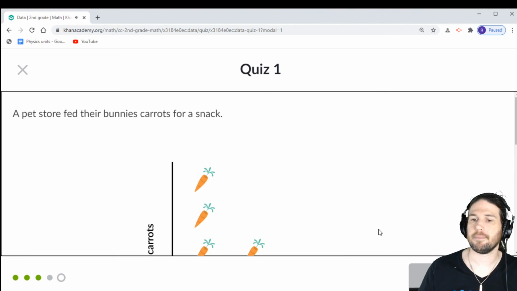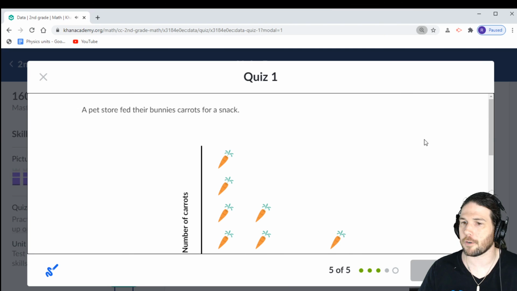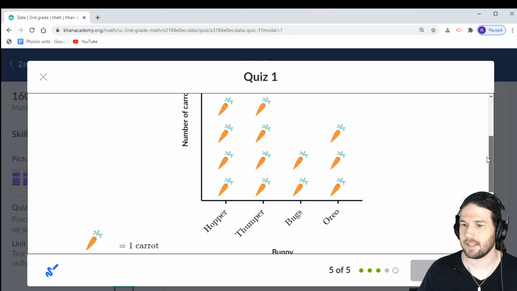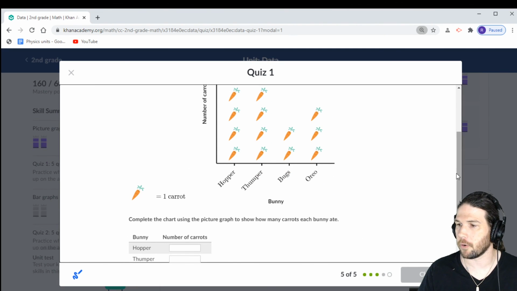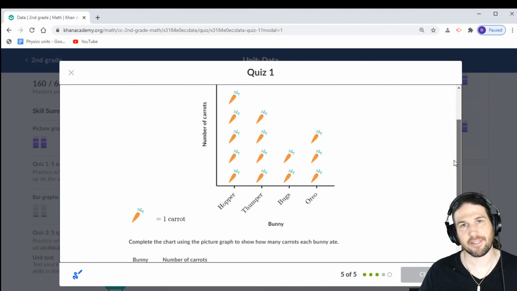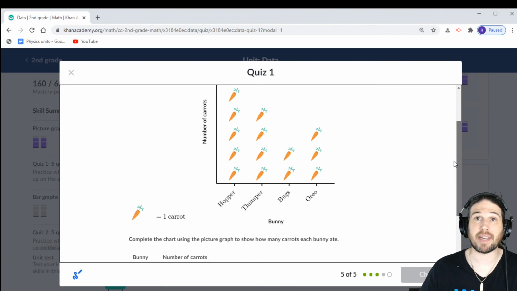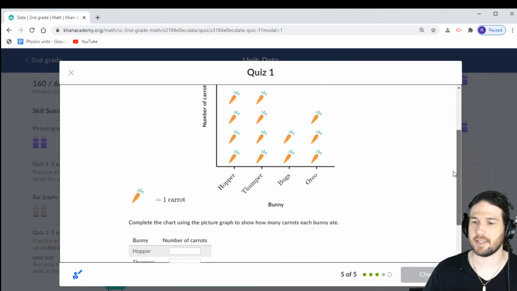So, got that right? A pet store fed their bunnies carrots for a snack. I see Hopper, Thumper, Bugs, and Oreo. I used to have a cat named Oreo. I will let you guess what 2 colors that cat was.